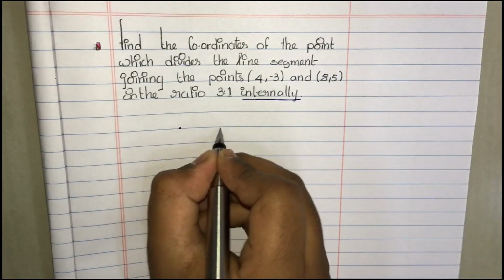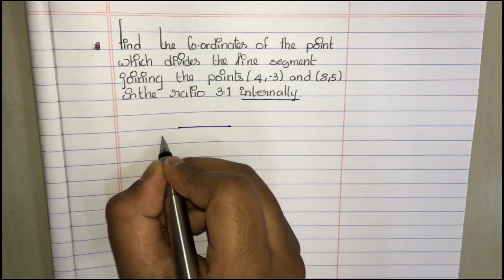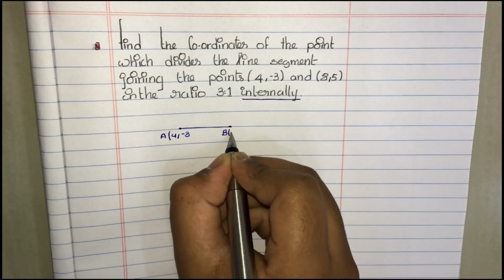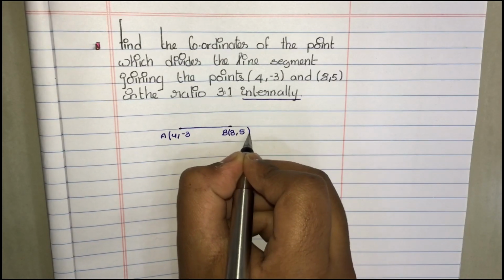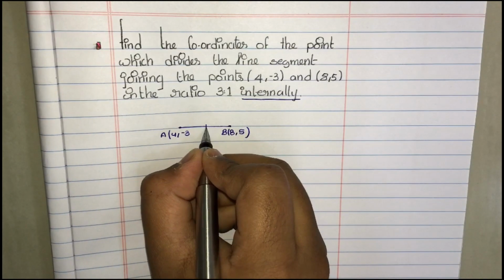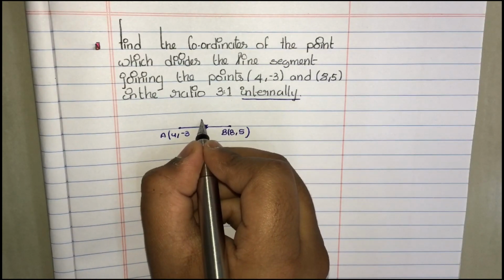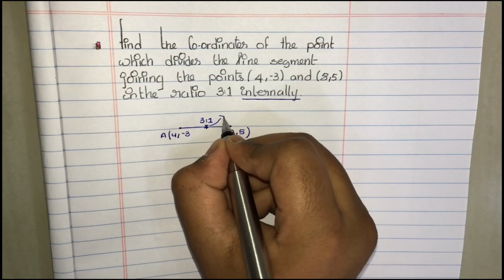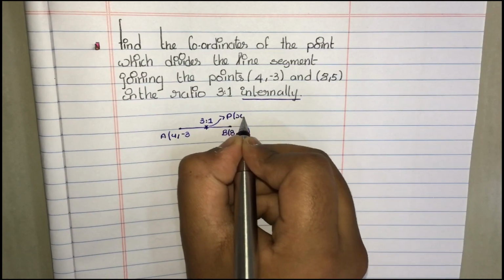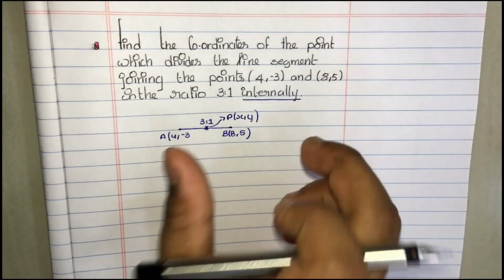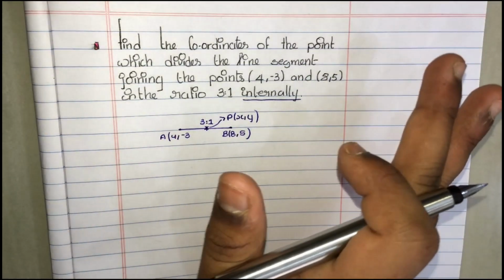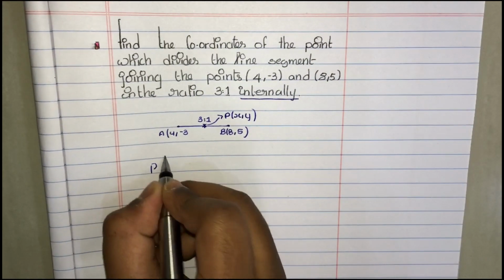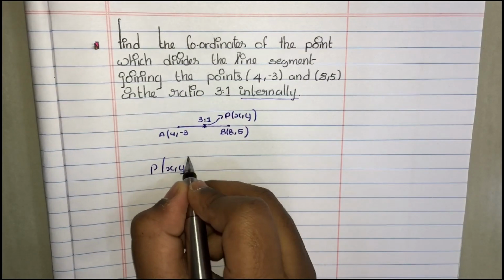So first let's draw a line segment AB, A (4, -3) and B (8, 5). Now this is a point here which divides this line segment 3:1 internally. So this point is of the form P(x, y). You can keep anything, but I used to keep P(x, y) because that is easily understandable.